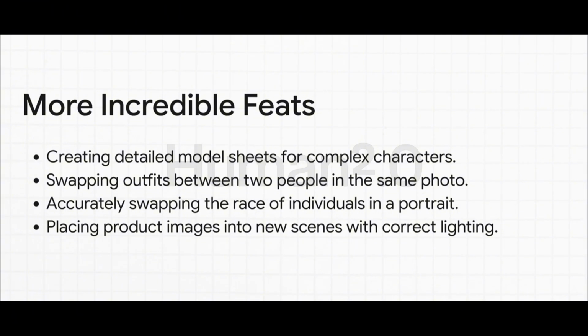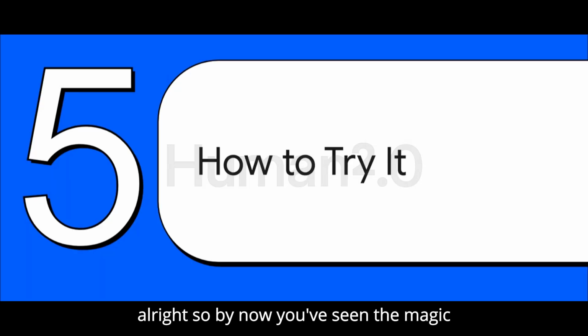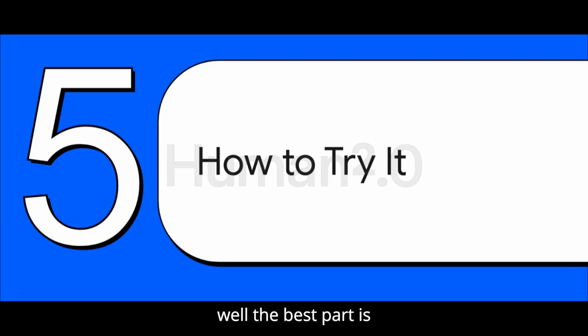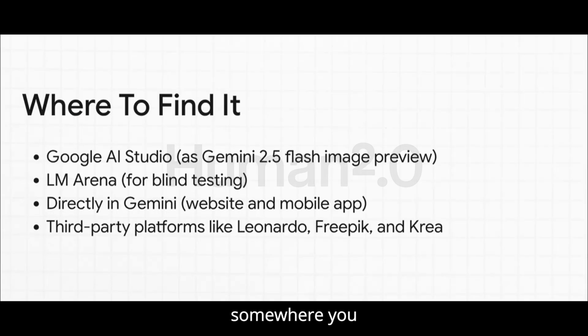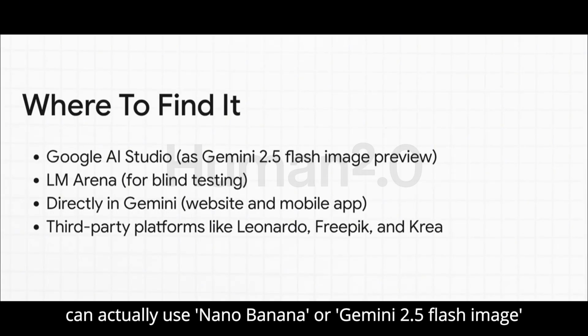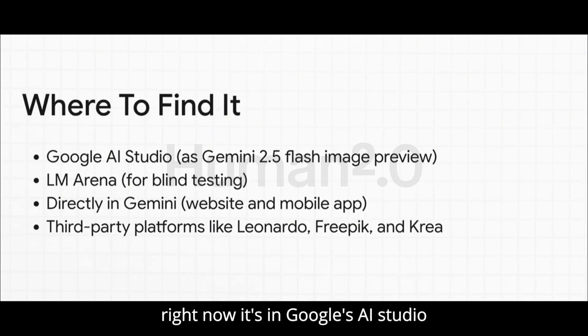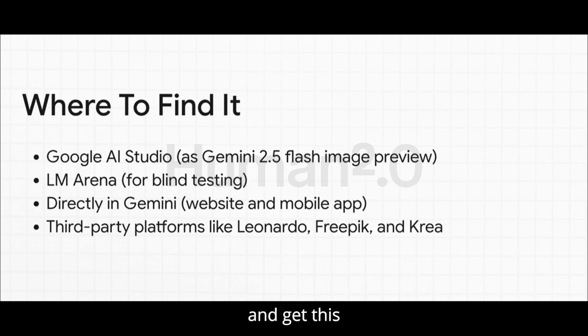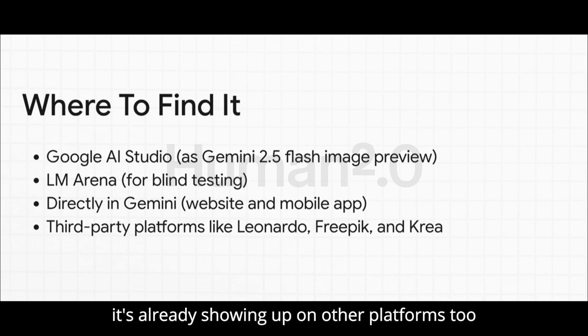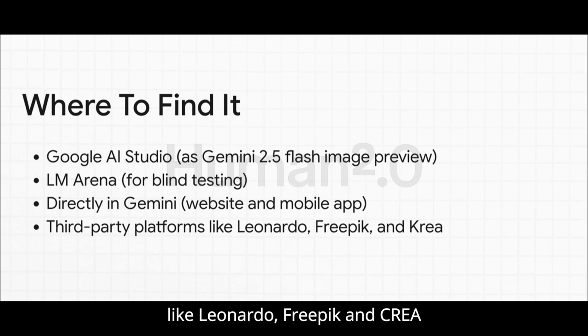It's like magic. All right, so by now you've seen the magic, and you're probably asking, how can I get my hands on this thing? Well, the best part is, this isn't some tool that's locked away in a Google lab somewhere. You can actually use Nano Banana or Gemini 2.5 Flash Image right now. It's in Google's AI Studio. You can still test it out on LM Arena, and it's rolling out to the main Gemini website and app. And get this, it's already showing up on other platforms too, like Leonardo, Freepik, and Krea.